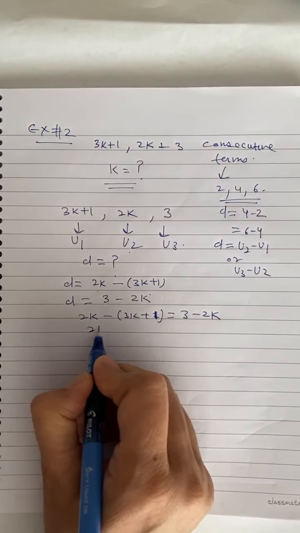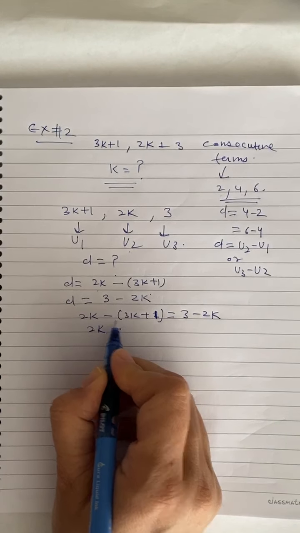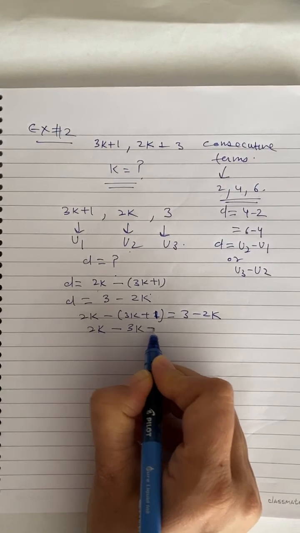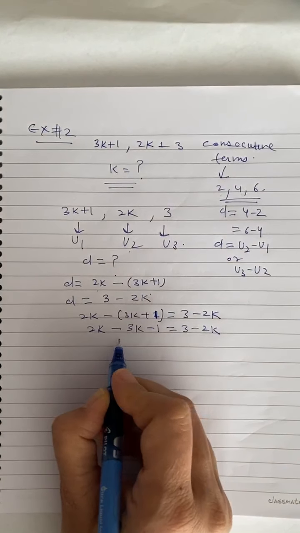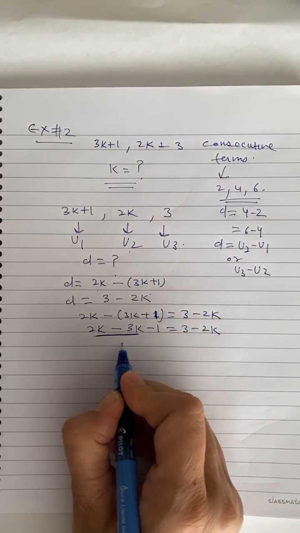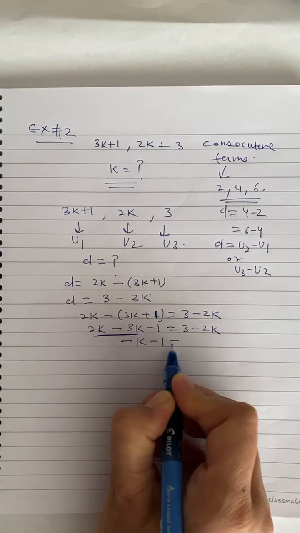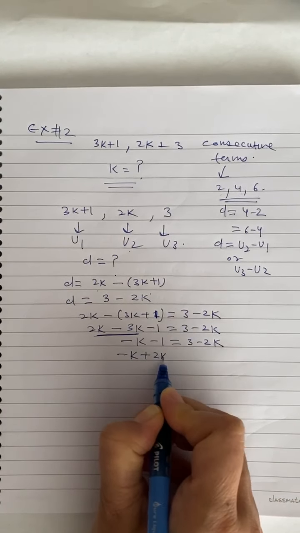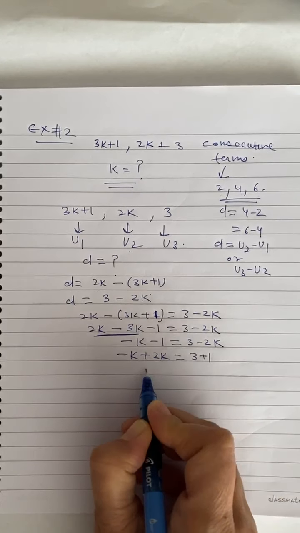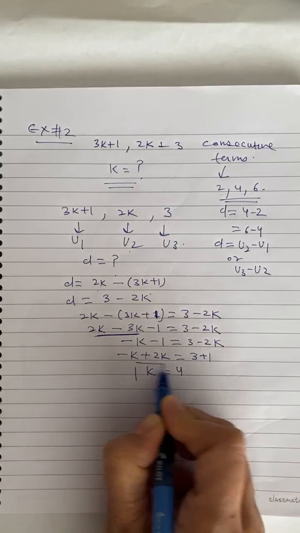Now I'm going to open the brackets. When you have a negative outside, the sign will change. So this is minus 1, 3 minus 2k. Now I'm going to collect everything, or before collecting, I will simplify. This is minus k, minus 1, 3 minus 2k. So minus k plus 2k is equal to 3 plus 1. So you get k is equal to 4.